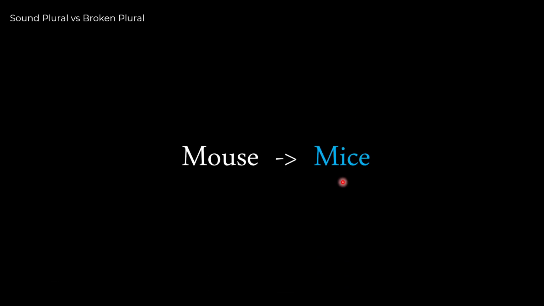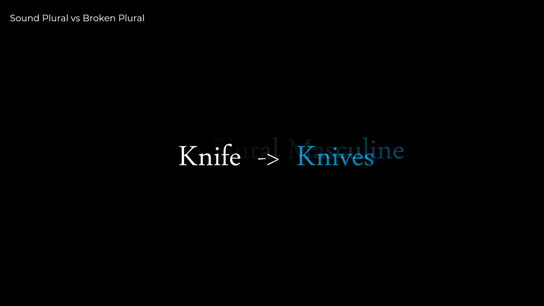A broken plural would be something such as the word going from mouse into mice. No longer in the word mice can we see mouse. It's actually a completely new word. This would be considered a broken plural because the singular form is no longer intact. Another example would be the word knife going to knives. The word knife can no longer be found inside of the word knives.